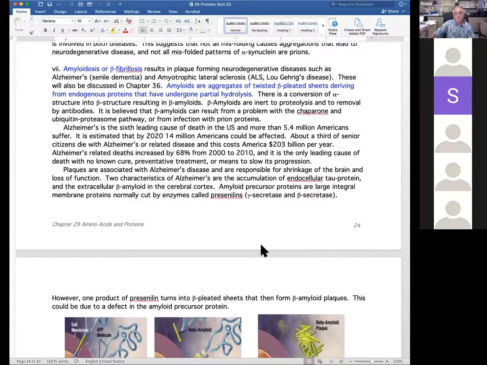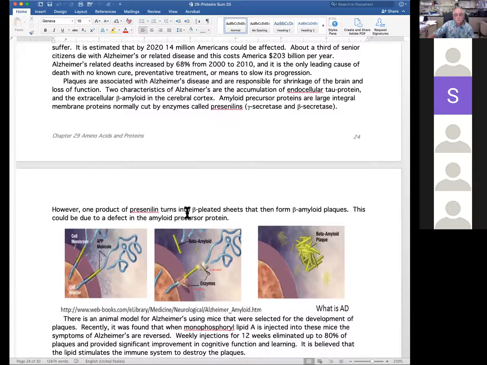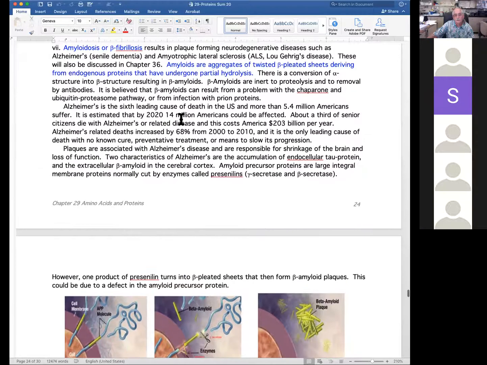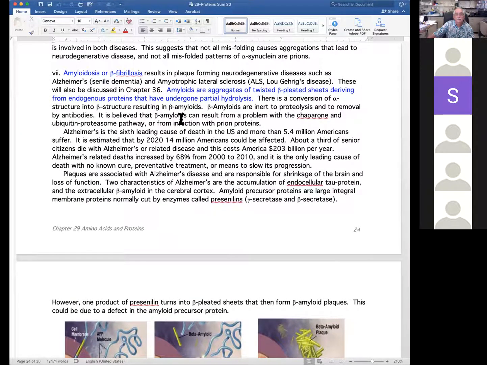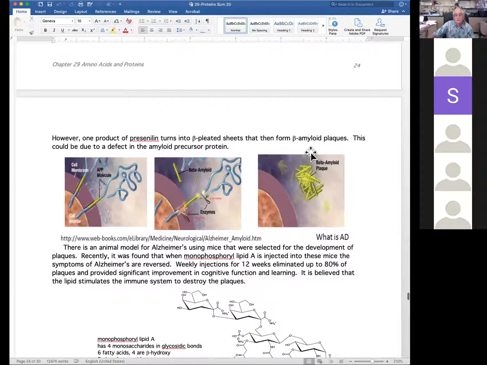Okay, and then beta amyloids over here. So here is right where that protein comes from that forms the beta amyloid. And yeah, now these can't be chewed up by the ubiquitin system or the chaperone system or anything else. It's just, what do you do with this? And does it cause problems? Yes, it does.